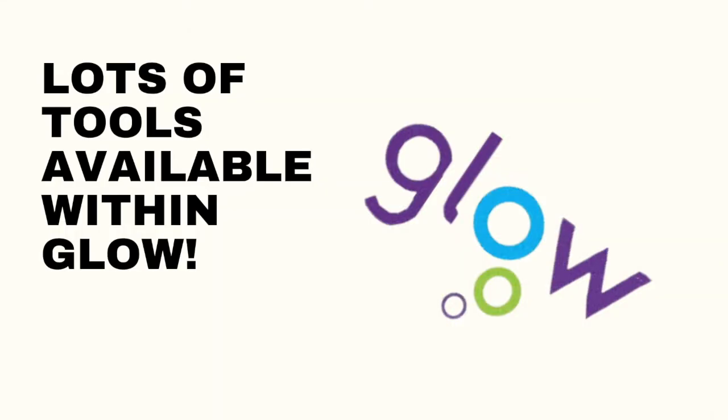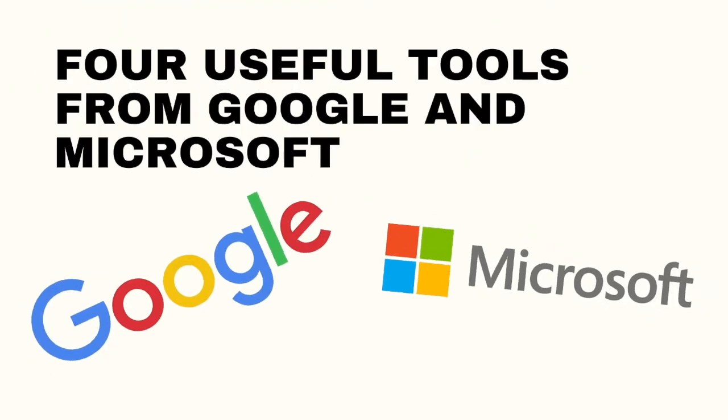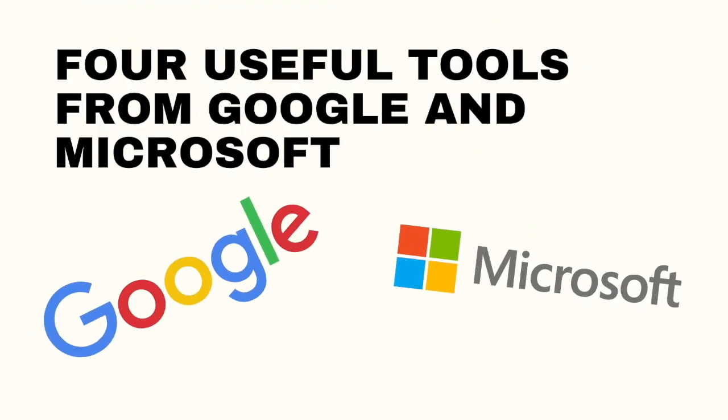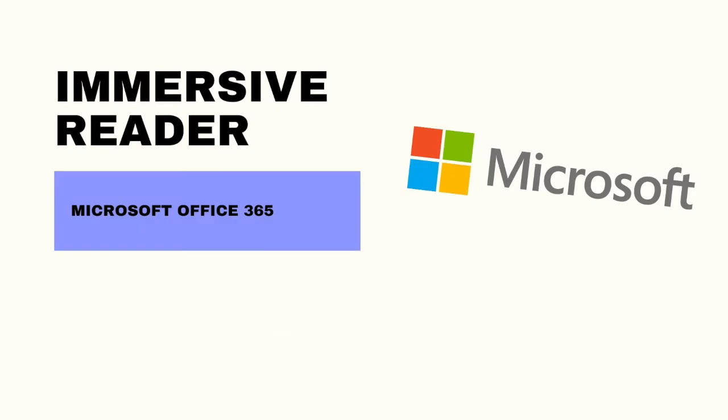And as part of both Microsoft Office 365 and Google G Suite, there are a whole host of accessibility tools available to us within Glow. Now we're going to look at a couple of these today. There are a lot of them out there. However, we're going to focus on 4 key accessibility tools that we think are going to help you in the classroom. And the first one we're going to look at is Microsoft Office 365 tool, Immersive Reader.